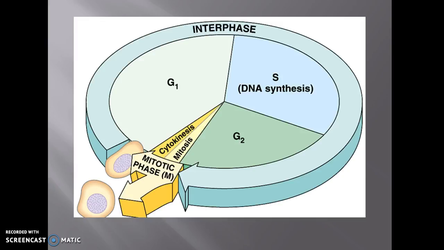The G1 phase is the phase where the cell grows and develops. The S phase is when DNA synthesis occurs, which is when the cell duplicates its DNA. And the G2 phase is when the cell continues to grow but is also preparing for mitosis in the M phase.